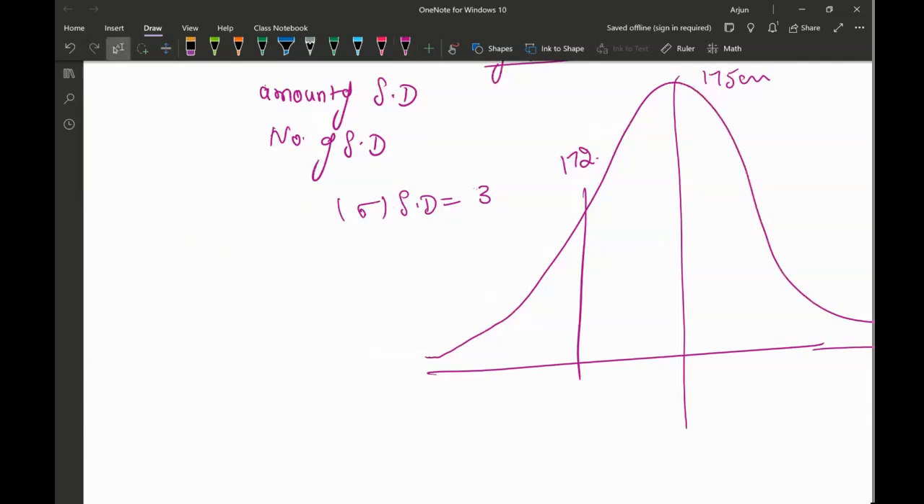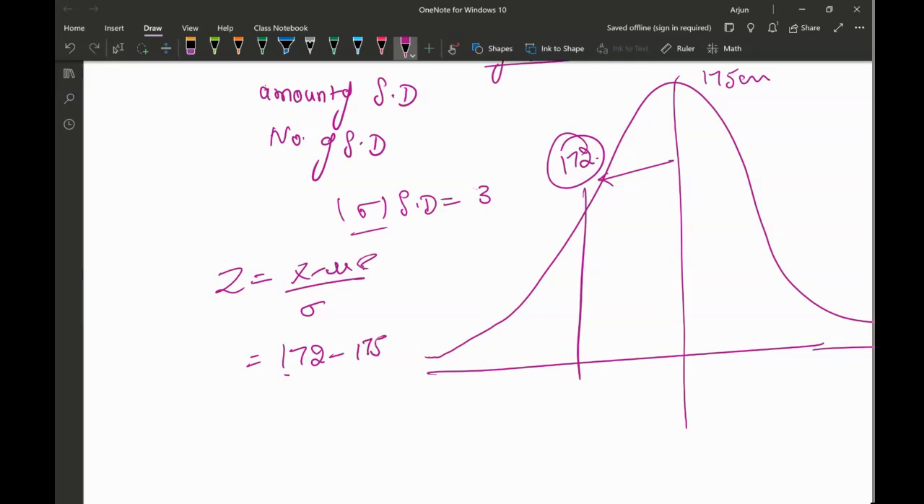Then I can find the z-score as x minus mu, divided by sigma. The x value becomes 172, which is the point I'm looking for, where 172 lies. 172 minus the mean value of 175, and the standard deviation is 3. So we get negative 3 over 3, which is one standard deviation to the left. The mean line is called 0. The z-score here is 0, and this will be negative 1.